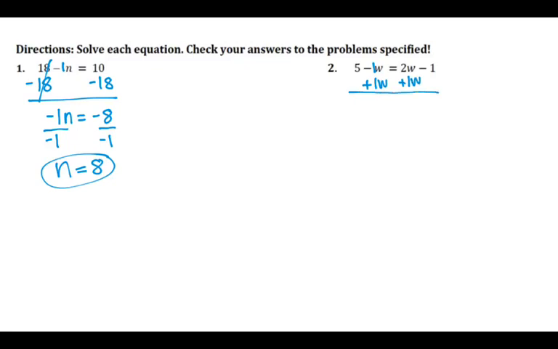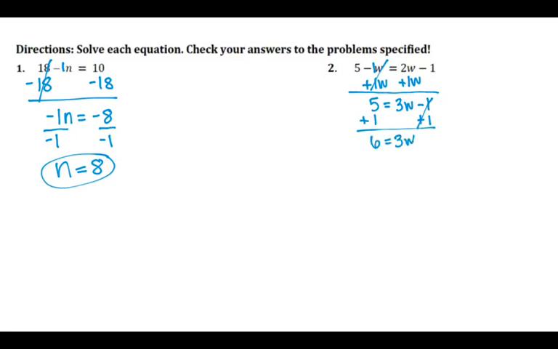Keep in mind, your goal when you have variables on both sides is to get variables on one side and your number on the other. So that is what we are trying to do. So my w's are going to cancel on the left. That leaves me with 5 equals 2w plus 1w is going to give me 3w's minus 1. From here, I want to get rid of my minus 1, so I'm going to add 1 to both sides. That gives me 6 equals 3w.